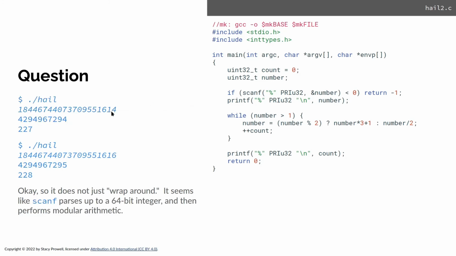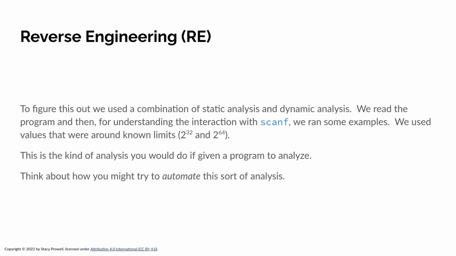And if we try one on either side of that, we get this. It goes down one. But here, we just get the same result as if we had the 15 on the end. So it seems like scanf parses up to a 64-bit integer, and then it performs modular arithmetic based on whatever it parsed. And if you dig into the code, that's what it's actually doing.